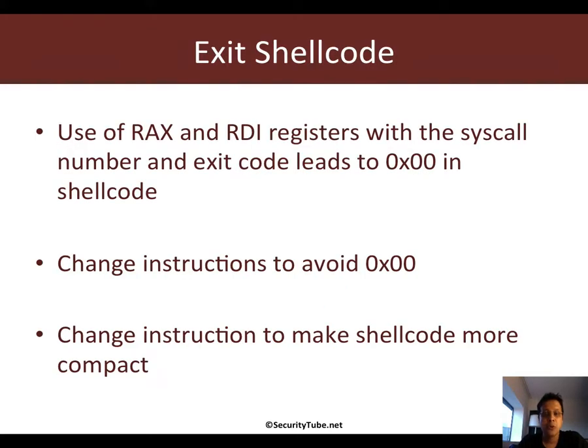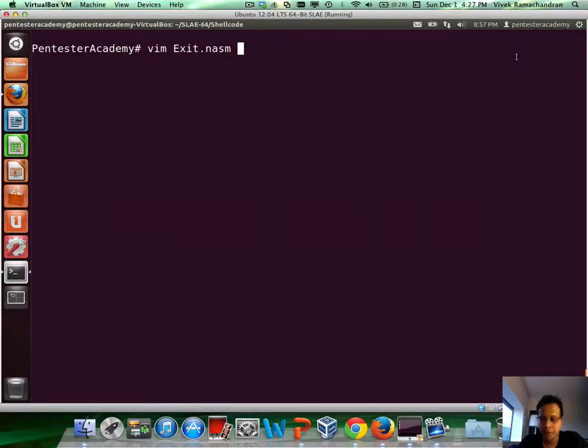Now, what we will see is that the basic exit syscall, which we call using RAX and RDI, ends up having a lot of nulls or 0x00 in the machine code. As we've discussed in the last video, we need to remove these nulls and change the instructions in such a way that 0x00 or null does not appear in the shellcode. So let's jump right in.